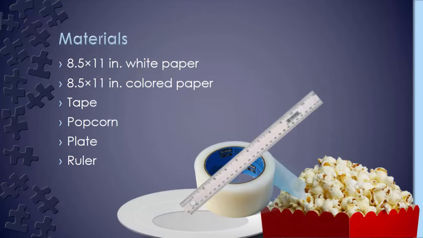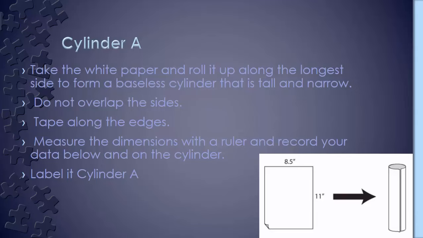At this point in the video, please grab those materials that I mentioned earlier. For the first step of this activity, we want to create cylinder A. On our white piece of paper, we want to label it with a giant A. Next, we want to roll the paper so that it forms a tall cylinder, shown in the bottom right picture. We do not want to overlap any sides, and then we wish to tape the edges together.